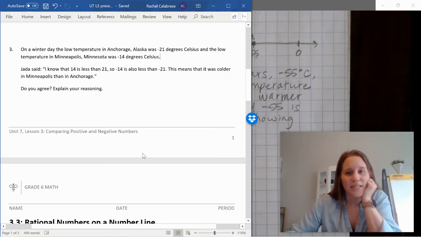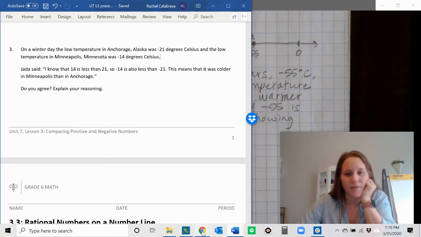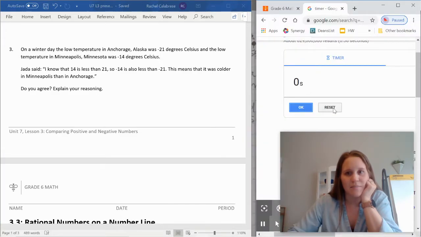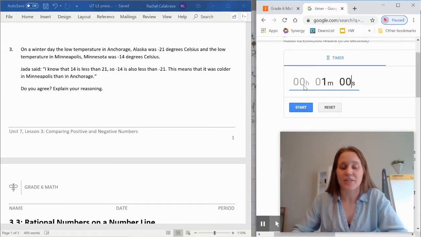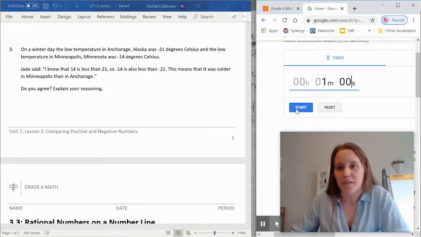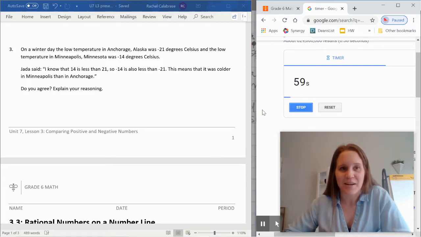Okay. Let's take a minute right now and go ahead and jot down your own thinking, and then we'll come back together. If you need to read it one more time, it's still here for you. Here's 1 minute on the clock to try your best.